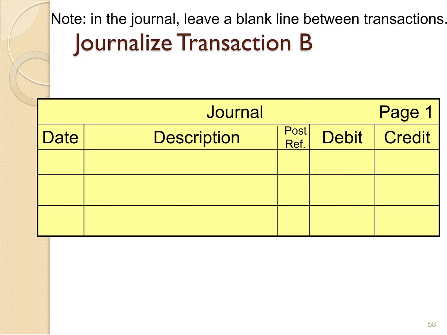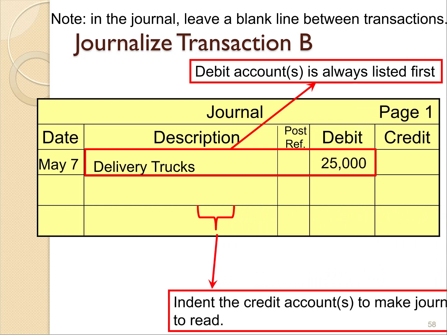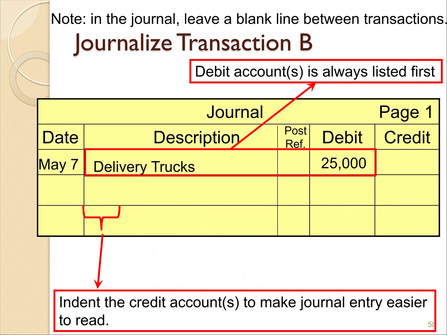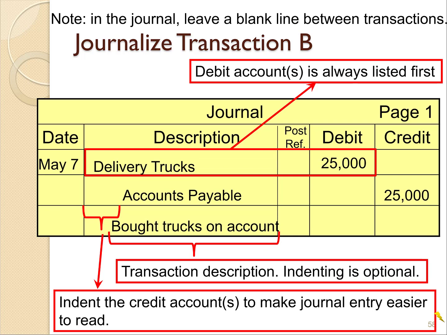All right, so what was the date for transaction B? It was May 7th. And then, so what do we list first? Debits or credits? We always list debits. And what was the debit account? It was delivery trucks. How much? $25,000. Then we list the credit account and we indent it. And what was the credit account? Accounts payable for $25,000. And then we need some sort of explanation such as bought trucks on account. Indenting the description is optional.